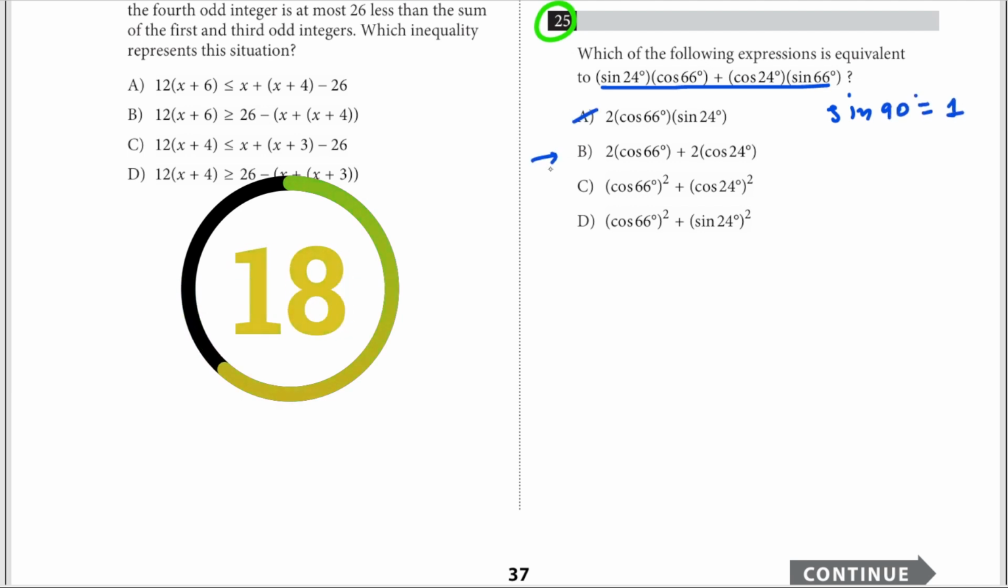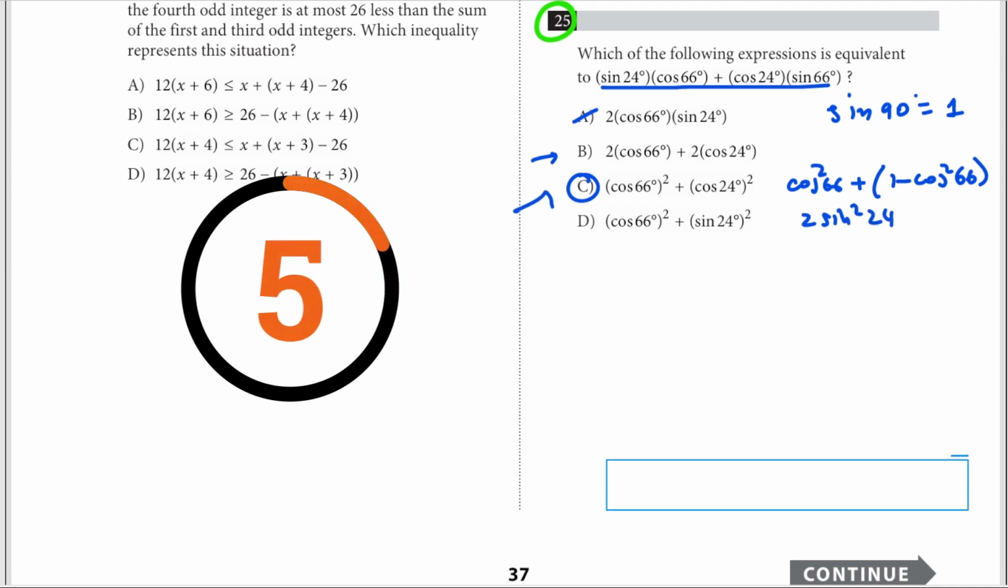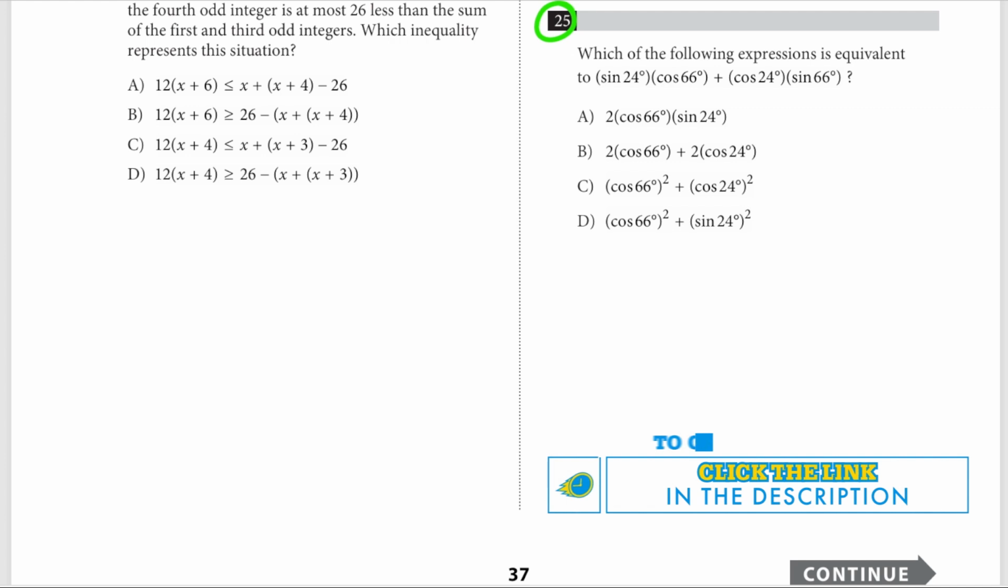A is wrong, B's chances are wrong. For C, you have cosine of 66 squared plus 1 minus cosine of 66 squared, so the answer is C, chances are. For D, you have 2 sine squared of 24. The answer is C. How was I able to do this problem so fast?